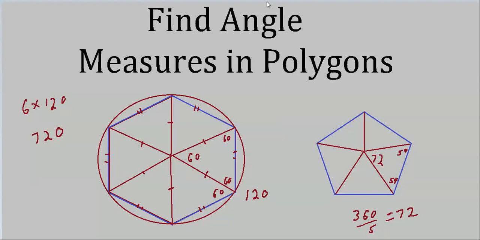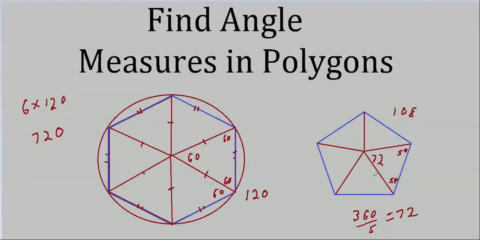But remember, these 54-degree angles are only half of the angle. We know it's half because these triangles are congruent. Whatever this is, that's also what these two angles have to be, which means this interior angle here would be 108 degrees. For the hexagon, it was 120. For the pentagon, this angle is 108.